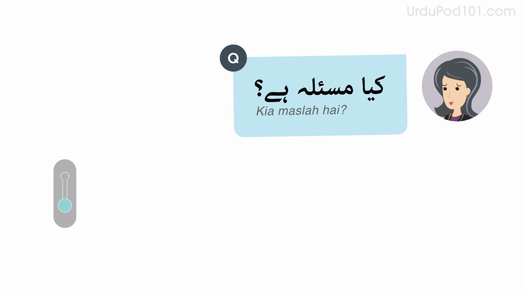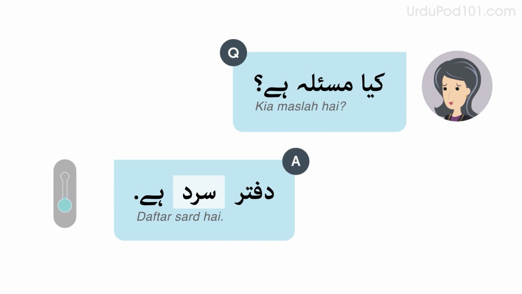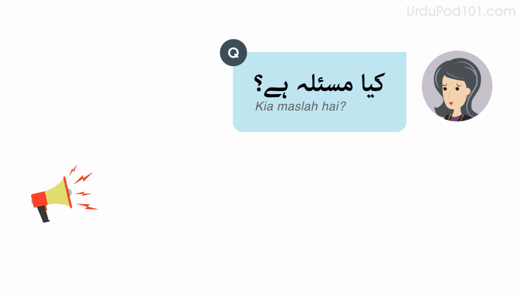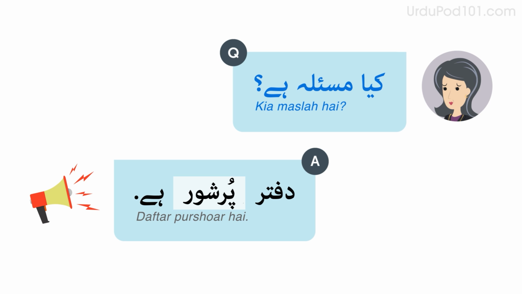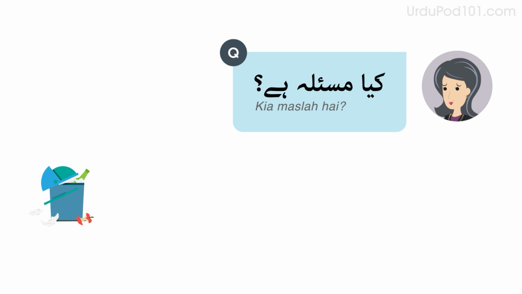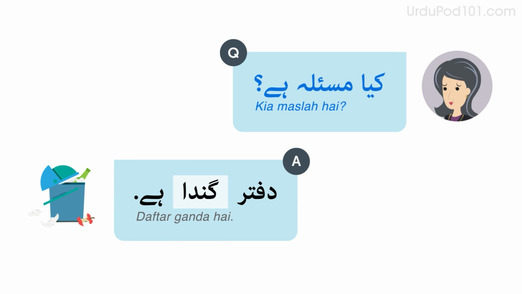Let's look at some examples. Listen and repeat or speak along with the native speakers. क्या मसला है? दफ्तर सर्द है. क्या मसला है? दफ्तर पुरशोर है. क्या मसला है? दफ्तर गंदा है.